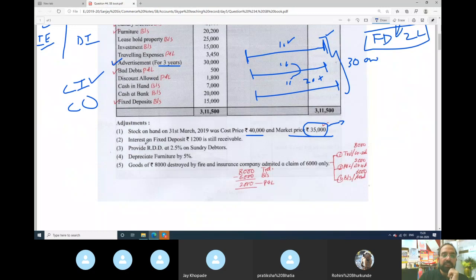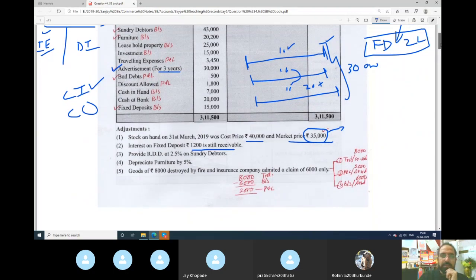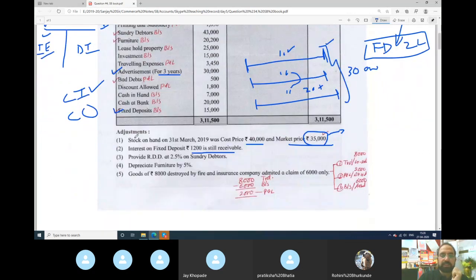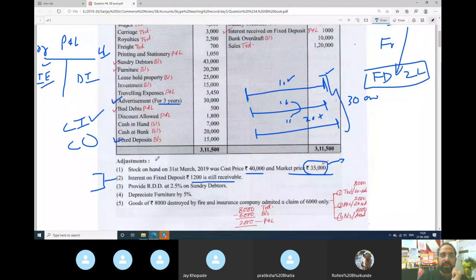Next. See guys, interest on fixed deposit 1200 still receivable. So remember fixed deposit one item was there. We will tick mark here fixed deposit. So what he is saying, try to understand. He is saying fixed deposit interest 1200 is still receivable, means we have to still receive this interest. So what will happen? Two adjustments. What two adjustments will be there? This we will discuss later and I will explain you. But now we will tick mark fixed deposit and interest is also there.